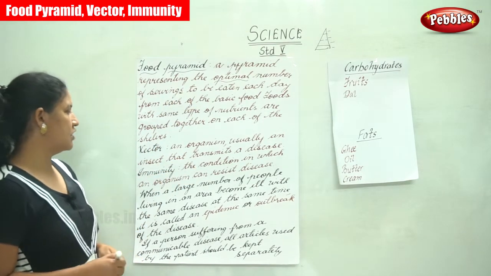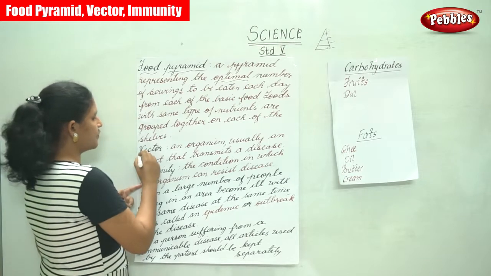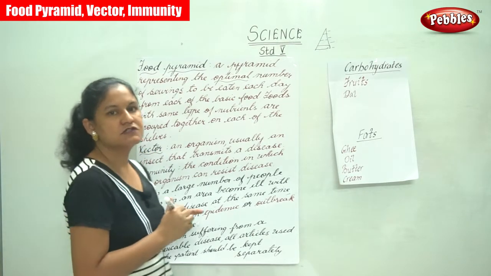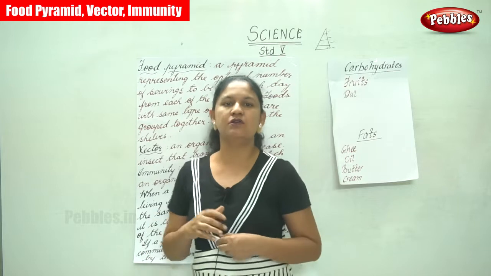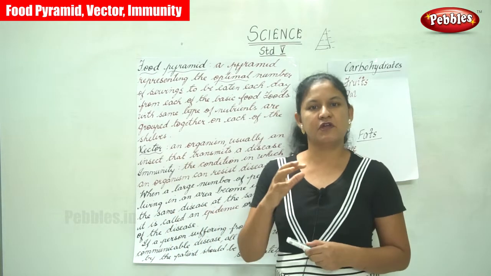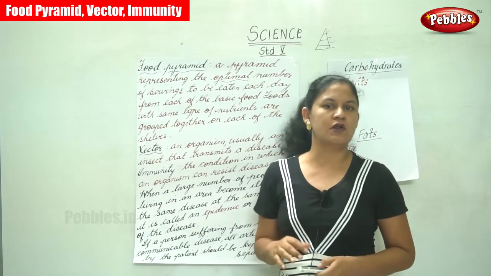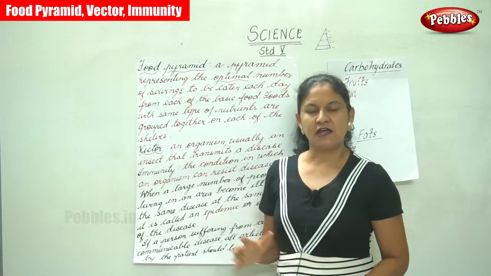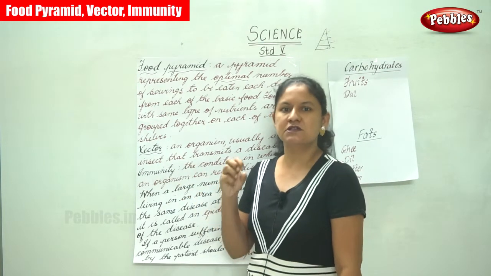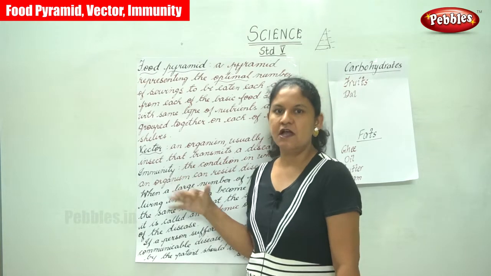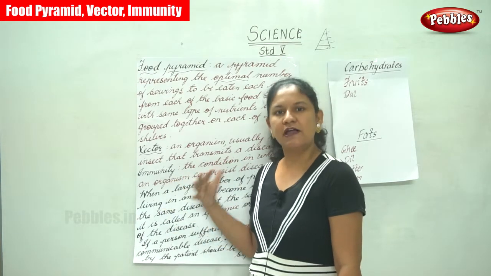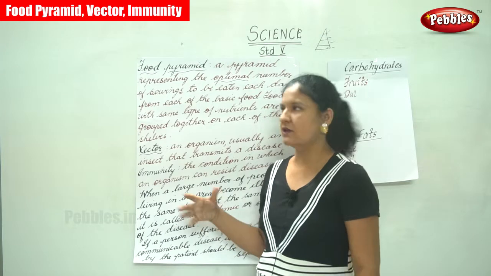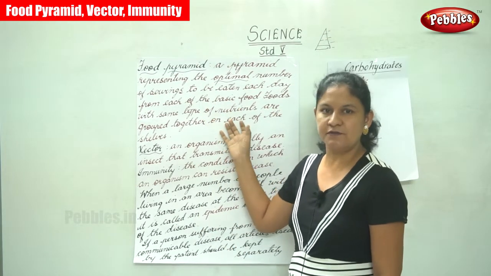Next we are moving on to vector. So what do we mean by vector? These are all new words or new terms that we have come across so far in all our lessons. We have picked out the new words or new terms, and I'm going to explain what they mean. So first is the food pyramid.